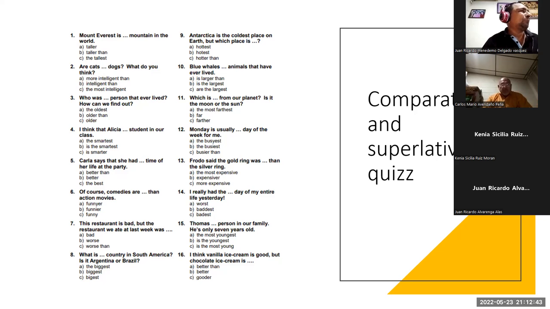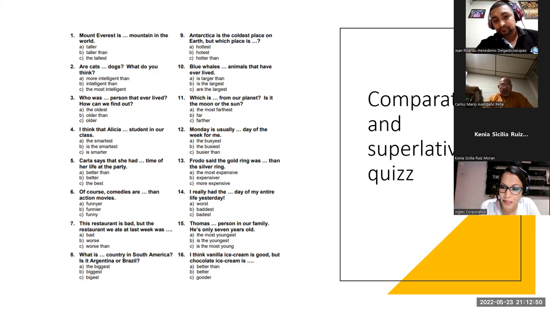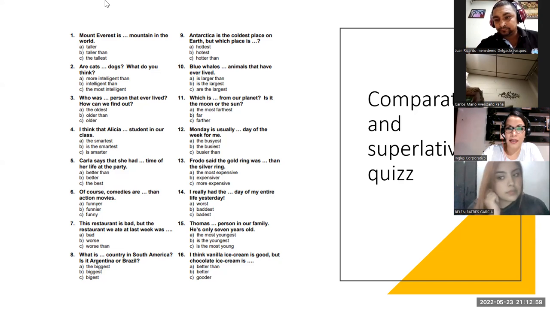Kenya, number 16. I think vanilla ice cream is good, but chocolate ice cream is better. Excellent. Thank you so much for all your answers. So is there any questions still? ¿Todavía tienen dudas, preguntas acerca del tema?